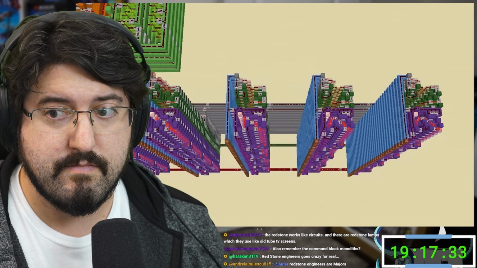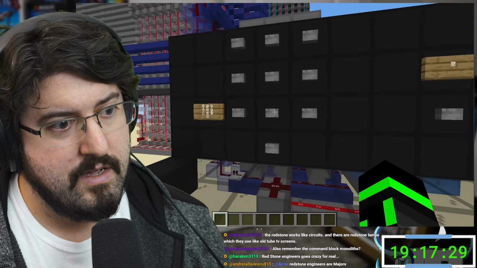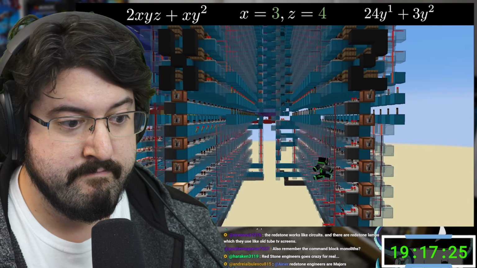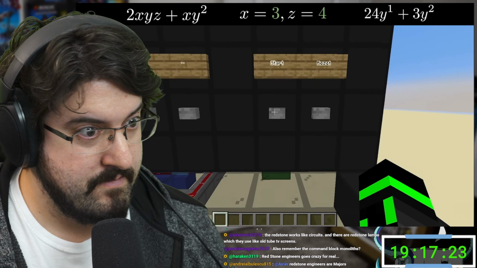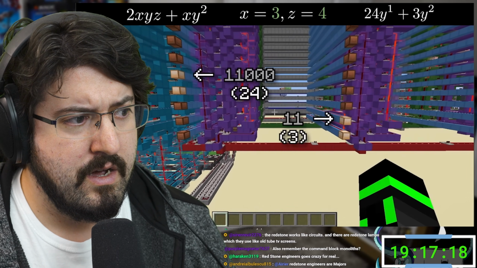2 multiplications for every term in the polynomial. To show it working, I'll put in the same thing from the animation, 2xyz plus xy squared with column 3, 4. When I press this button, it takes a little bit of time and calculates the constants, 24 and 3.